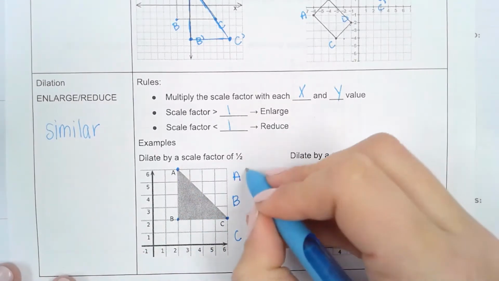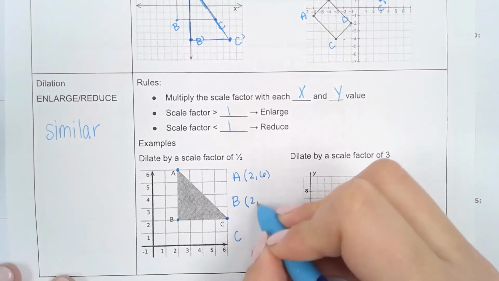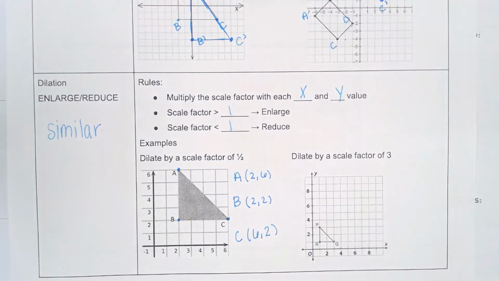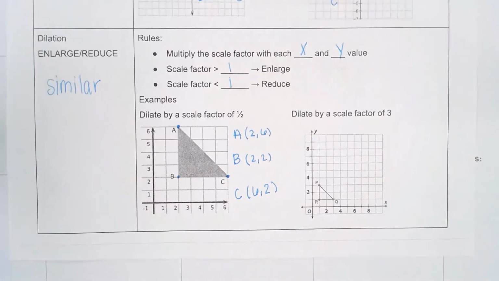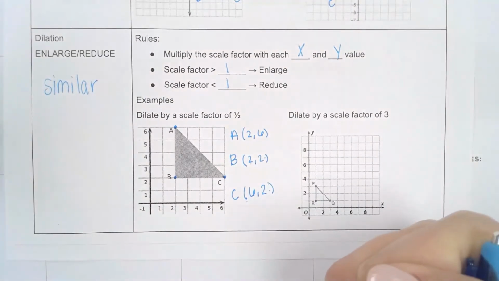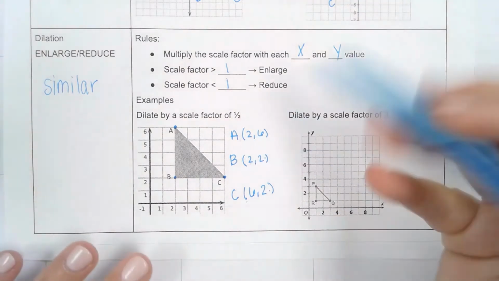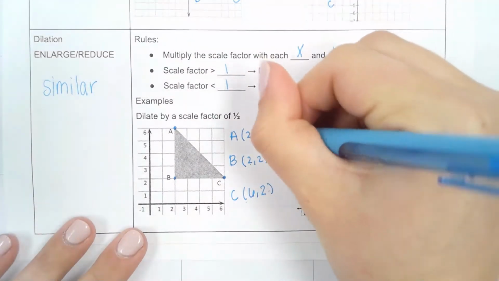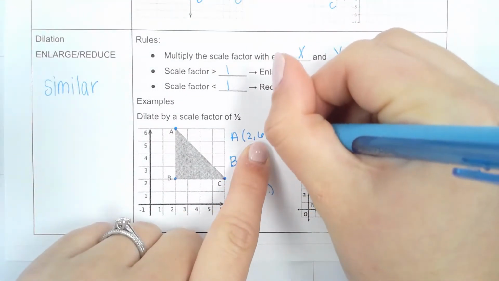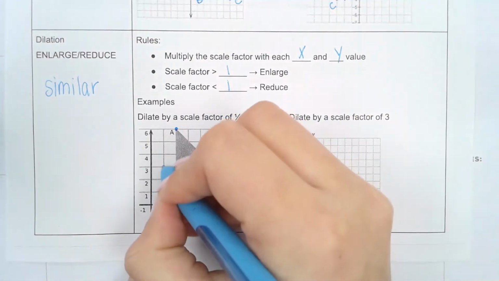A is at 2, 6, B is at 2, 2, and C is at 6, 2. So if I want to dilate by a scale factor of 1/2, all that I'm doing is I'm taking each of these numbers and multiplying them times 1/2. Multiplying times 1/2 is the same thing as just dividing by 2. So my A prime, if I divide both these numbers by 2, 2 divided by 2 is 1, and 6 divided by 2 is 3. So A prime is going to end up at 1, 3.